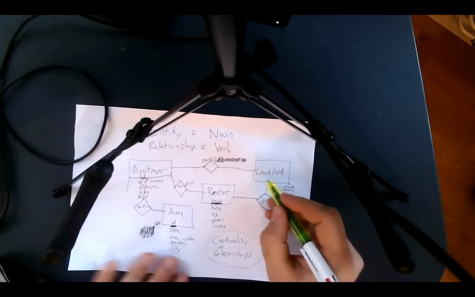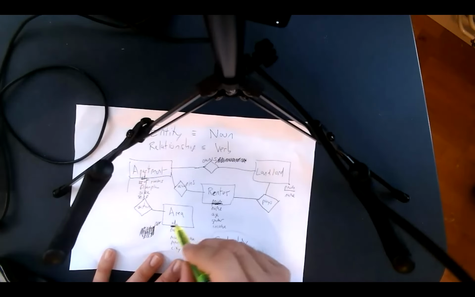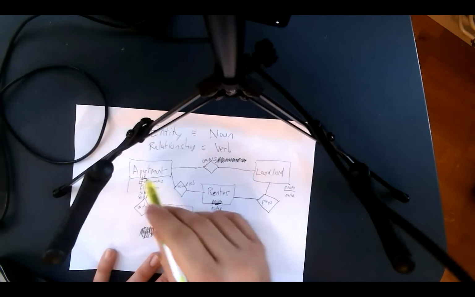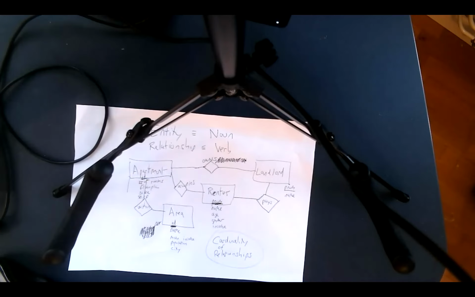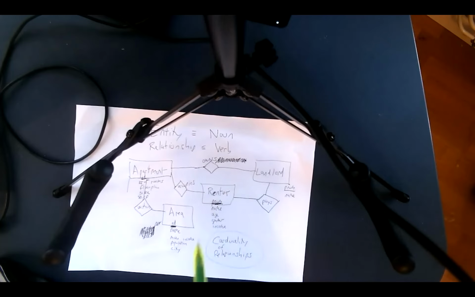First of all, each of these squares, these are entities, right? Entity, entity, entity. So we have 4 entities. Or, if we want to be really accurate, we would call these entity sets. Because a renter is an entity, it's a noun. But this actually represents entity sets. It's a set of renters, a set of landlords, a set of areas, and a set of apartments.